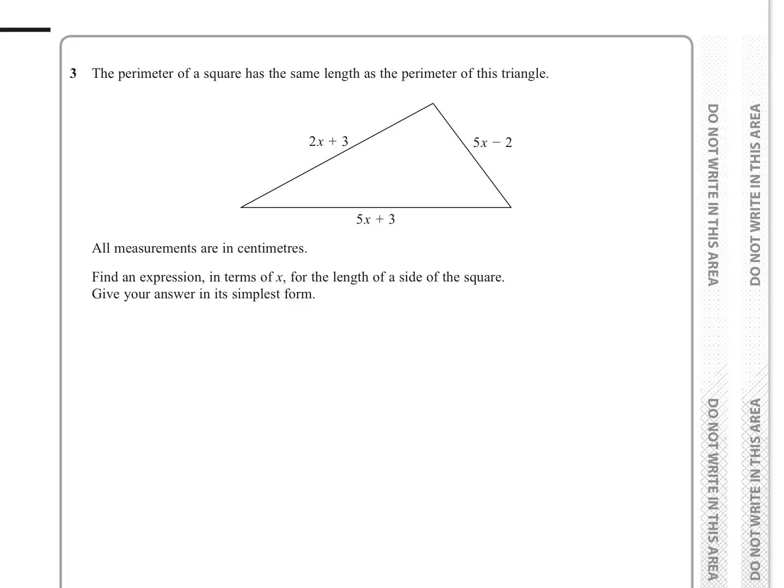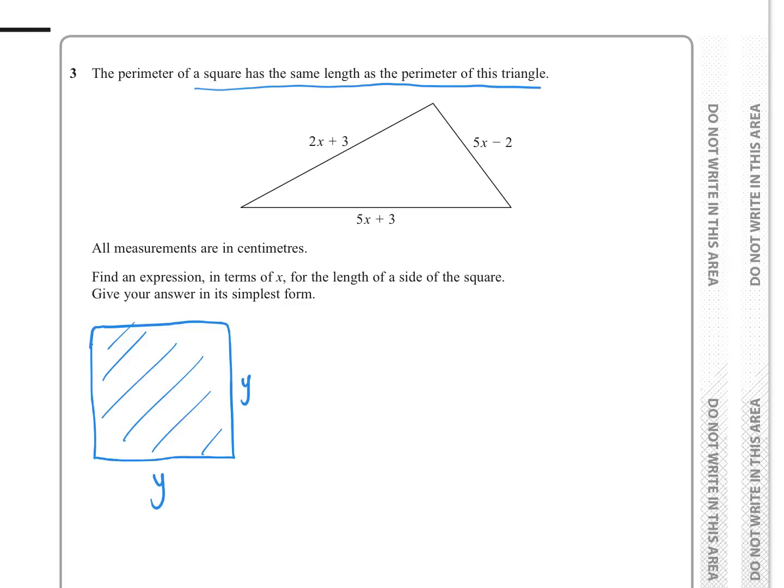Question 3. We're given a triangle and we have expressions for the lengths, and it says here the perimeter of a square has the same length as the perimeter of this triangle. So let's just draw that square here, and we'll just call its sides y for now. So it's y by y, and that will be the square.